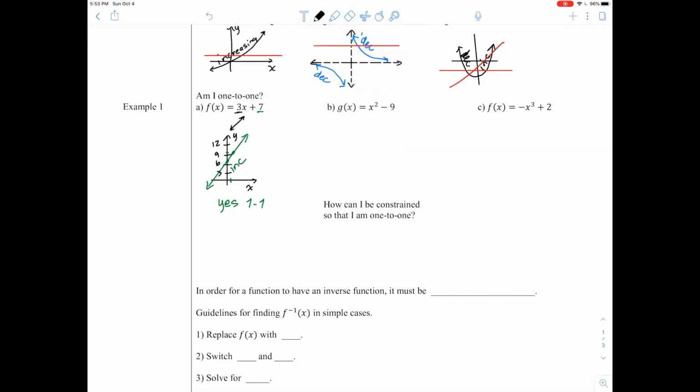All right, let's look at this next one. All right, this next one is quadratic. This is a parabola, right?